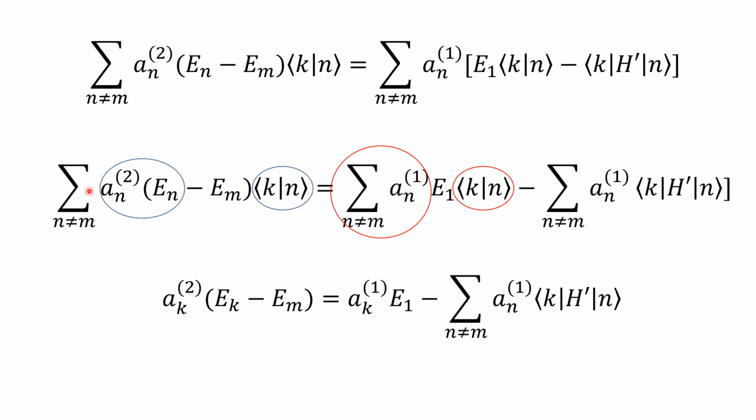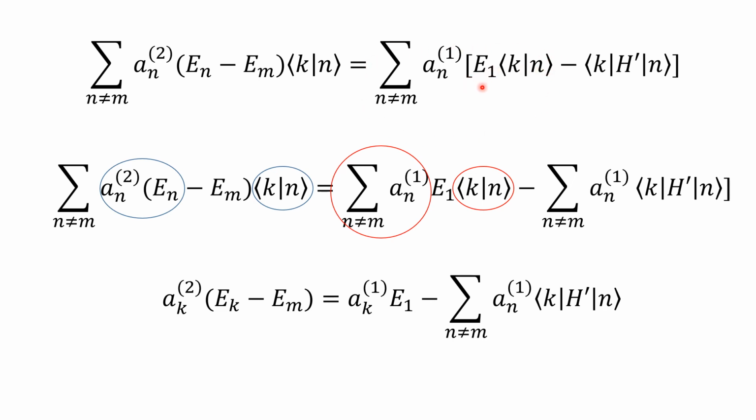For all other terms, it will be 0. So the summation will automatically get eliminated. Only for one value, when n is equal to k, this term exists. So I have written this as a_k^(2) into (E_k minus E_m), which is equal to, now we will come to the right hand side. What will happen?